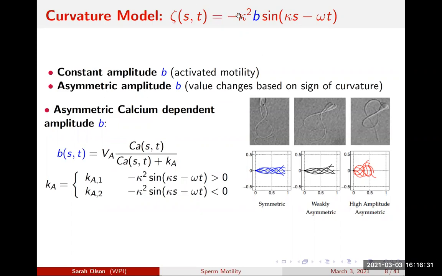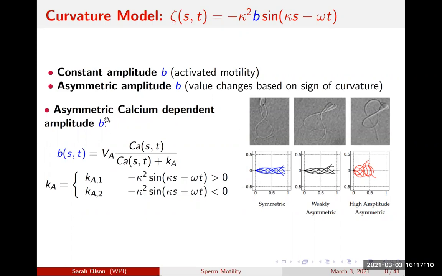And we started with a sinusoidal beat form where I have a constant amplitude B, what I call an activated motility. We've done some models with a constant amplitude or a tapered one along the length. But here we have our constant B, we get a symmetric beat form. If we think about an asymmetric amplitude, we can choose that based on the local sign of the curvature so that it has a larger bend amplitude in one direction. And this is our motivating experimental figures and our weakly asymmetric emergent beat forms.